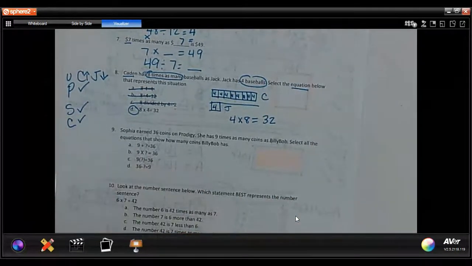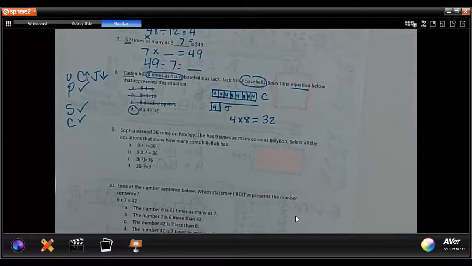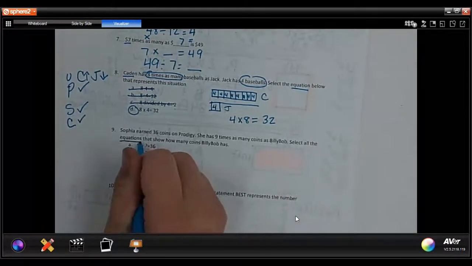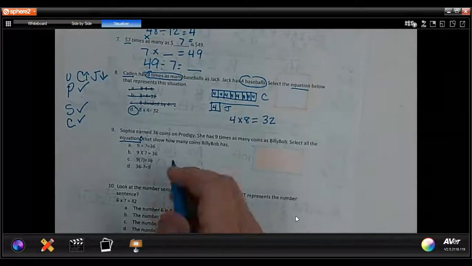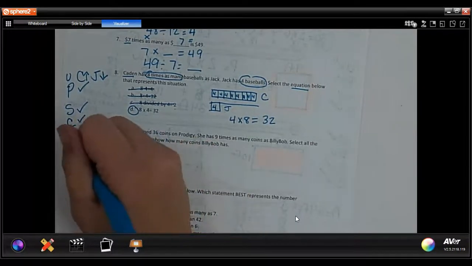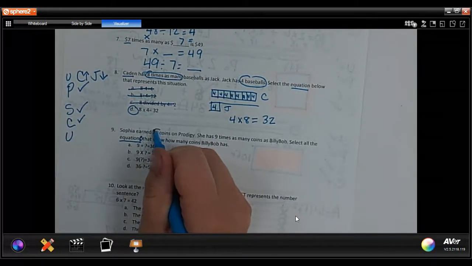Next, Sophia earns 36 coins on Prodigy. She has 9 times as many coins as Billy Bob. Select all the equations that show how many coins Billy Bob has. So remember, it says select all the equations, so that might mean there's more than one answer. So Sophia, I'm going to understand my problem and annotate it. Sophia earned 36 coins.